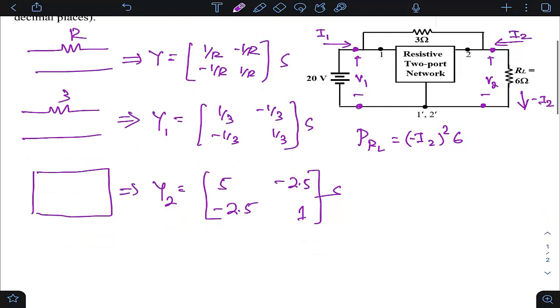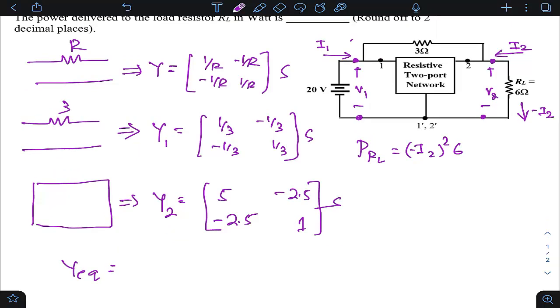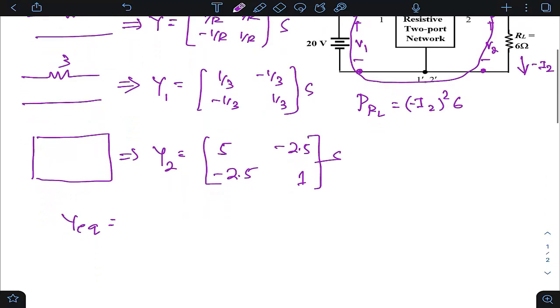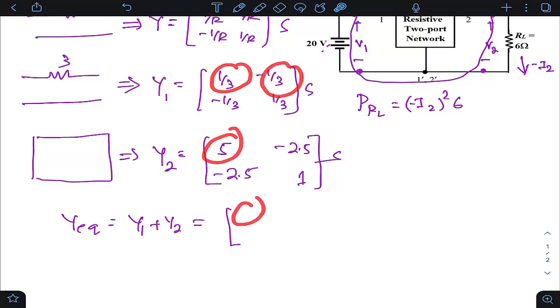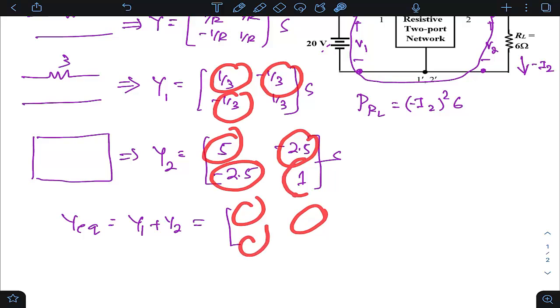So the overall Y matrix of this segment, which I am highlighting, will be equivalent to Y1 plus Y2. If you add them, it is just a point-to-point addition. How do you add two matrices? Element to element. This should be added with this and written here, this with this, this with this, and this with this.